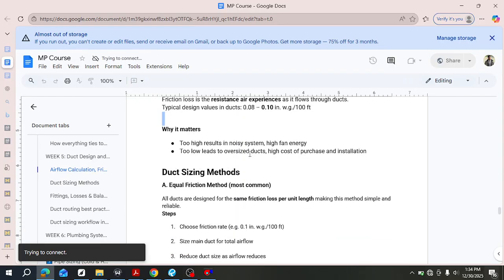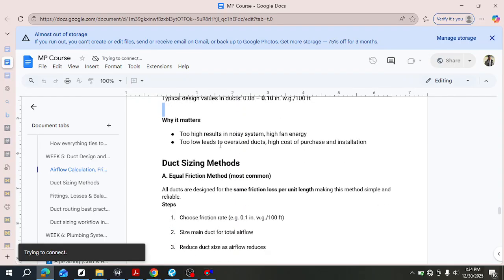So moving on. Usually when the value reduces, it leads to oversized ducts and high purchase costs, because by the time you're sizing your ducts and you're seeing larger values than it should be, you spend more money buying those larger ducts, and you spend more money installing them because now they are heavier and you need bigger of everything, basically.